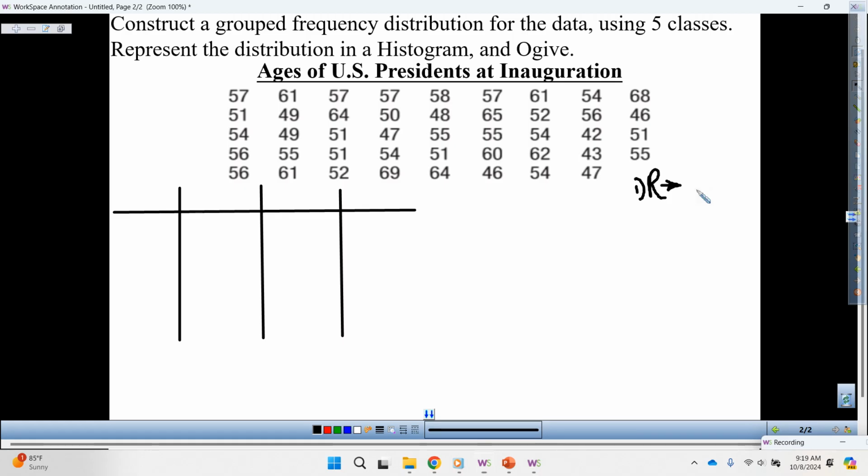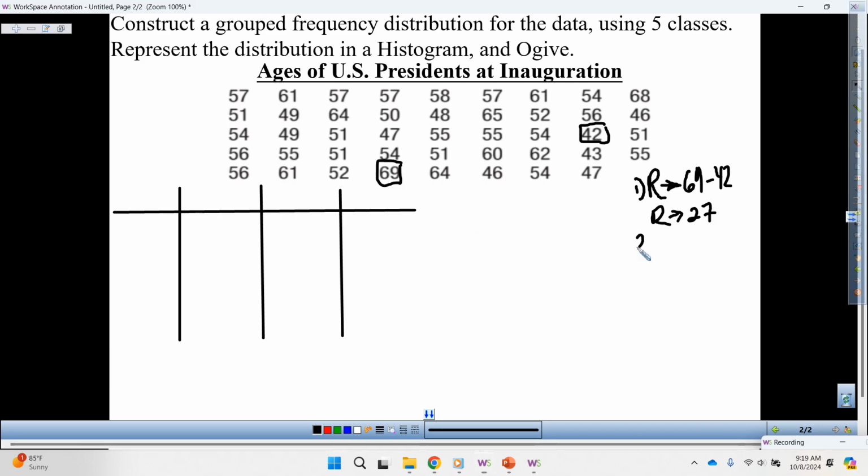Anthony, pass someone. Julian, what'd you get for the range? What is it? 27. What were the numbers? 69 minus 42. Okay, so my range is 27. Hands if you got 27. Looks about right. All right. So 42 is right here. 69 is right here.